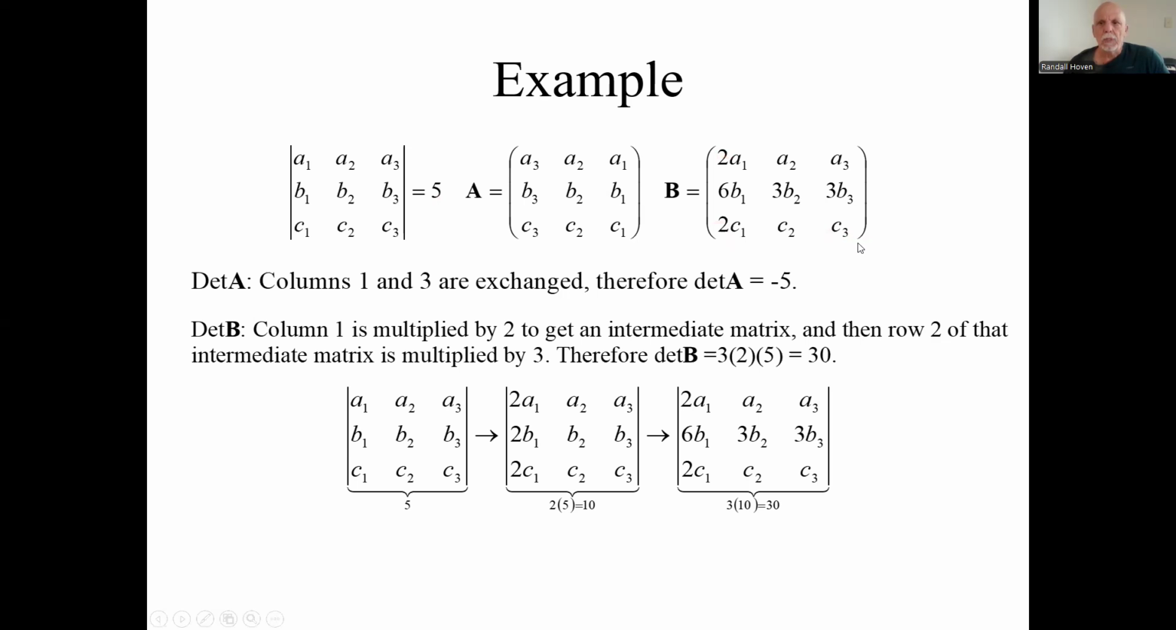What about B? What happened here? Well, let's see. I multiplied the first column of the original by 2, and then multiplied the second row of the resulting matrix by 3. So I have two operations where I multiply. One multiplied by 2, the other multiplied by 3. So the result's going to be 30, 2 times 3 times 5. Here's what actually happened in each step of that. It takes a little creativity to try to reverse engineer what happened.